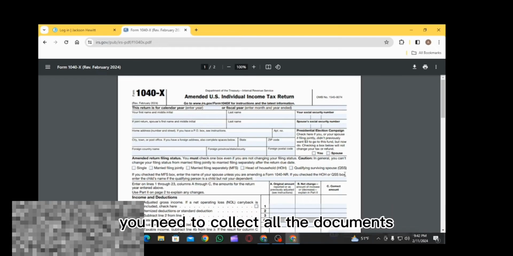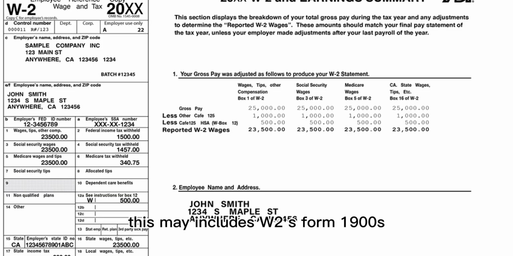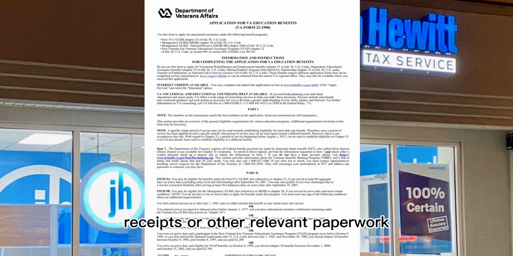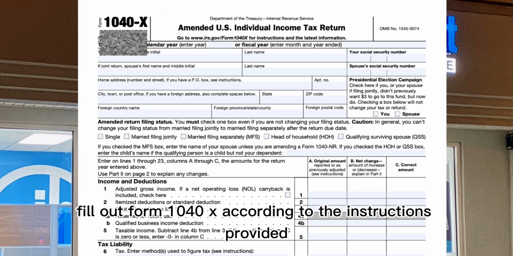You need to collect all the documents related to your original tax return. This may include W-2s, 1099s, receipts, or other relevant paperwork. Fill out Form 1040X according to the instructions provided.